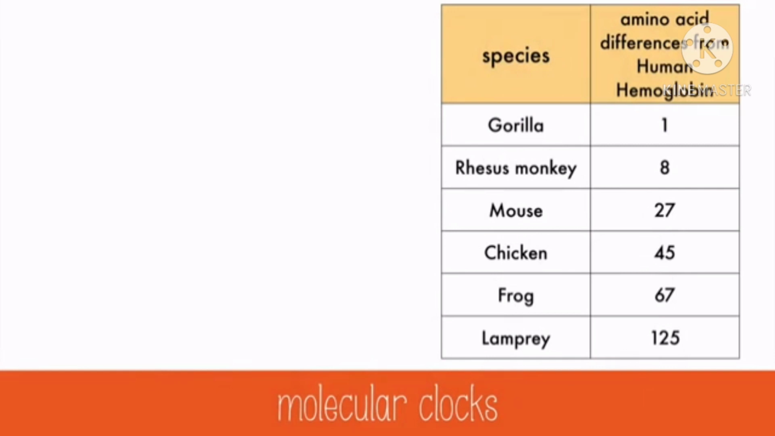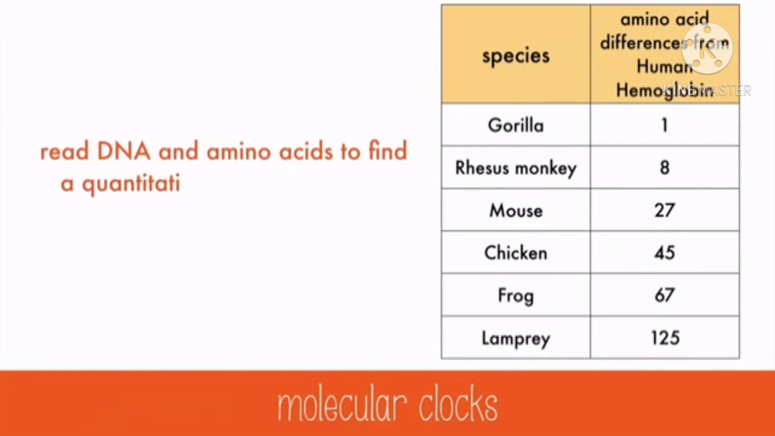Lastly, when we read DNA and amino acids to find a quantitative way to organize evolutionary ancestry, we are using a molecular clock. Mutations happen at a steady rate, and more mutations mean a more distant relationship between the species. Fewer mutations mean a more recent common ancestor. So, based on the amino acid differences between human hemoglobin and gorilla hemoglobin, gorillas are the closest relative to humans on this list, and lampreys are the farthest.